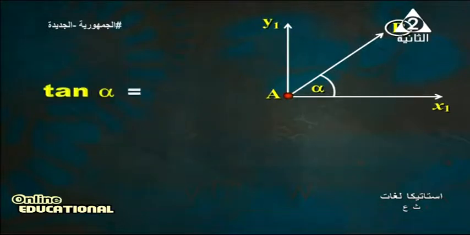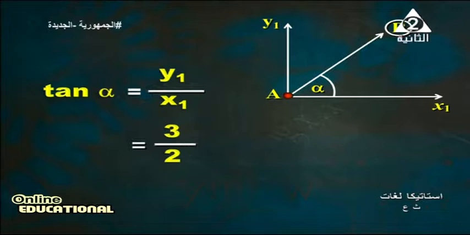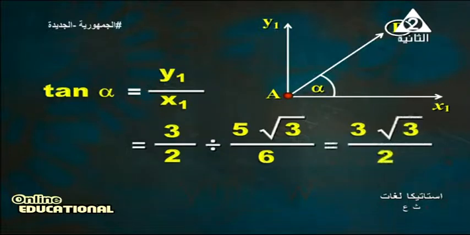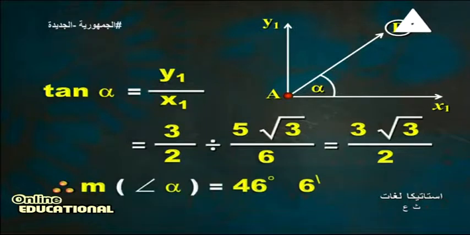What is the direction? By using tan alpha equals y over x. y1 over x1 equals 3 over 2 divided by 5 root 3 over 6. y1 over x1 equals 3 root 3 over 2. By using a calculator, to measure angle alpha, shift tan of 3 root 3 over 2 equals 46 degrees and 6 minutes.